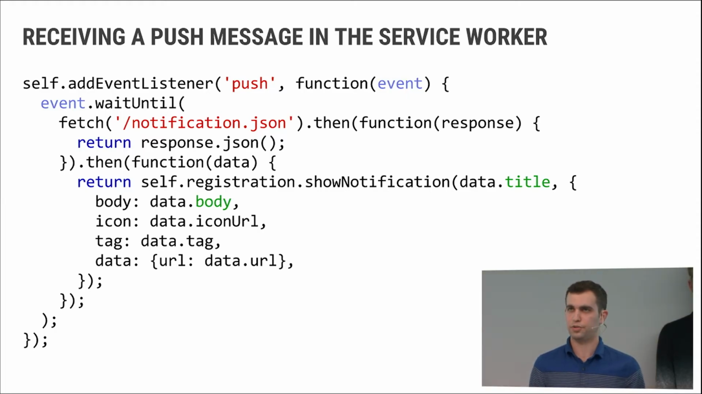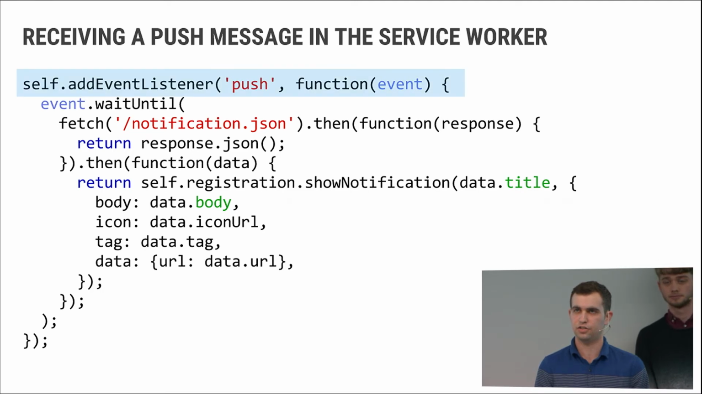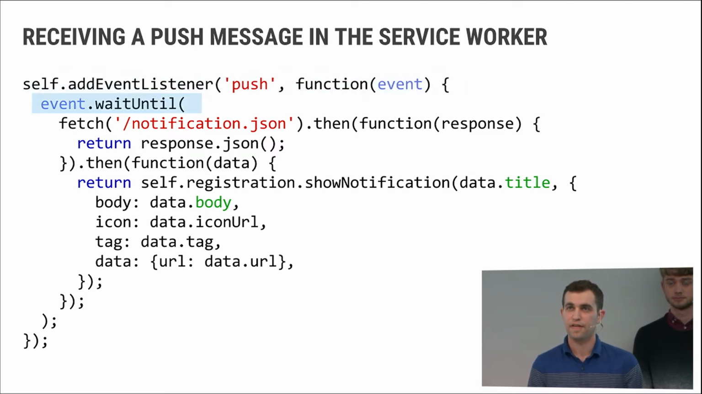So what does this look like from code? When you receive a push message in the service worker, first you say, I want to listen to this push event, which basically means run this code anytime I get a push notification. Then you tell it, all right, I got the event. Now this event needs to wait for this work to happen.